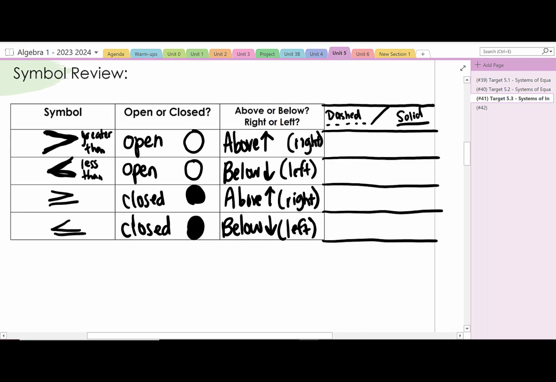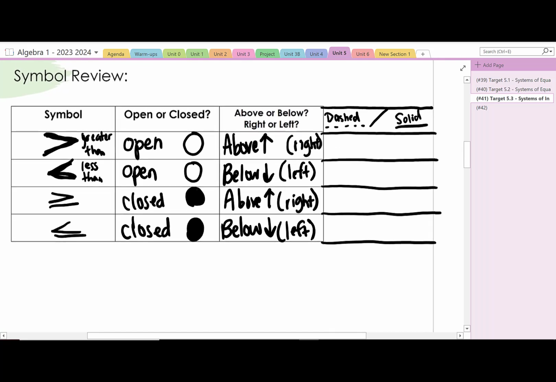And then the last part is dashed or solid. Again, if there's no line under the symbol, it is dashed. Si no hay línea abajo los símbolos, significa es dashed. Este tipo de línea. This type of line. Dash, dash, dash, dash. If there is a line, see there's a line, then it is solid.